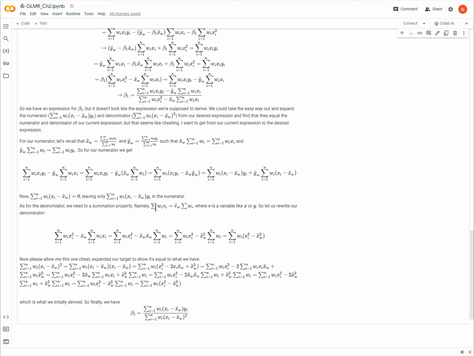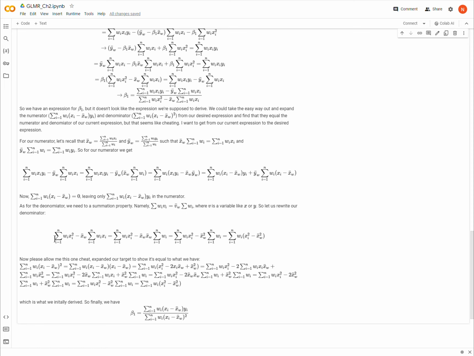So if I take the weighted sum of all of the instances of a variable, v, where v is like x or like y, I can just rewrite that as the mean of that variable, or the weighted mean of that variable, times the sum of the w's. You can do this on pen and paper to prove to yourself that that's true, but that's the case. So we're going to use that as we go forward here.